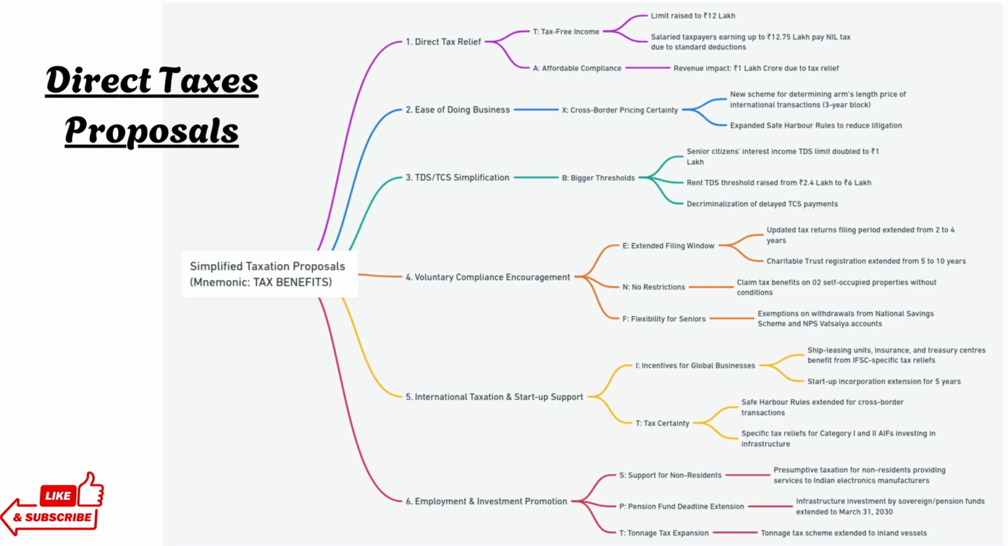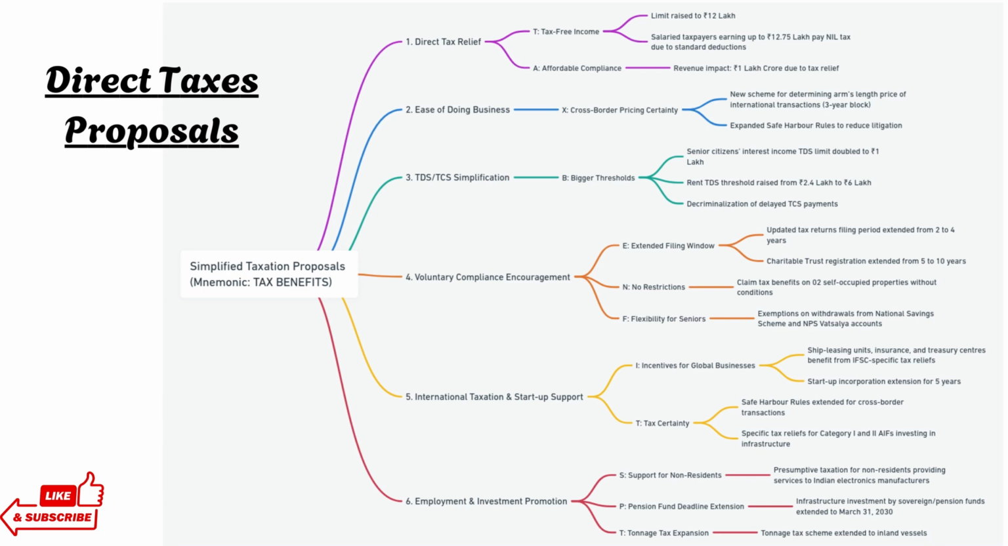Let's break it down. Direct tax relief, mnemonic, tax benefit, tax-free income. Good news. The tax-free income limit has been raised to 12 lakh rupees, and salaried taxpayers earning up to 12.75 lakh rupees will pay nil tax due to standard deductions. दोस्तों, ये है एक बड़ा relief middle class salaried log-on के लिए. Affordable compliance. This relief will cost the government 1 lakh crore rupees, but the benefit to taxpayers outweighs the revenue impact. अब compliance affordable और simple बन गया है.